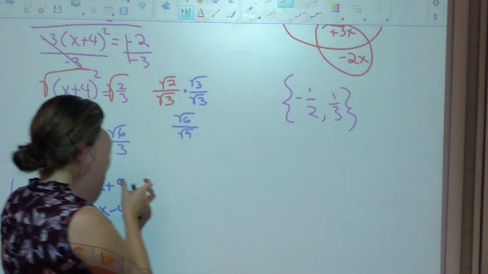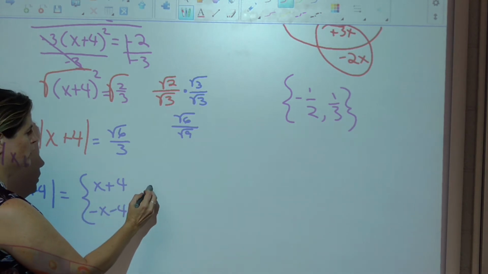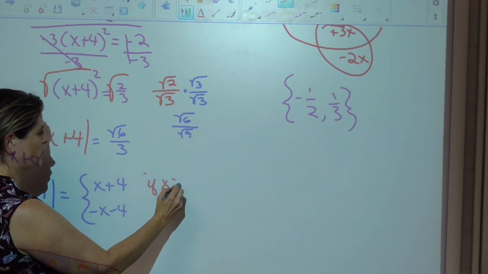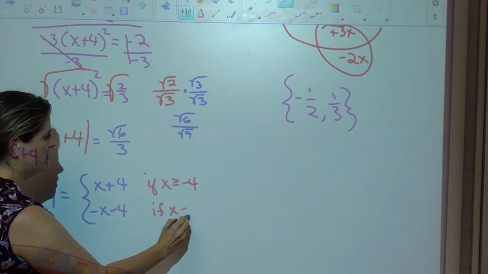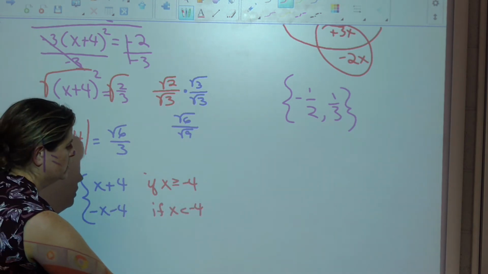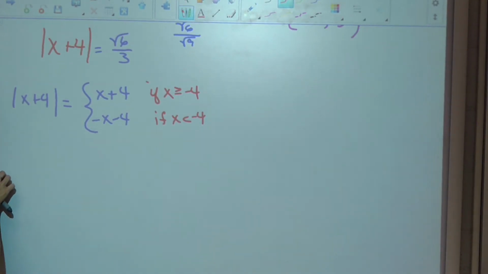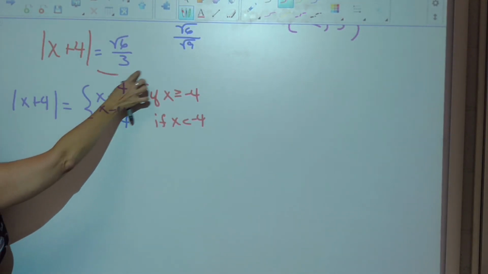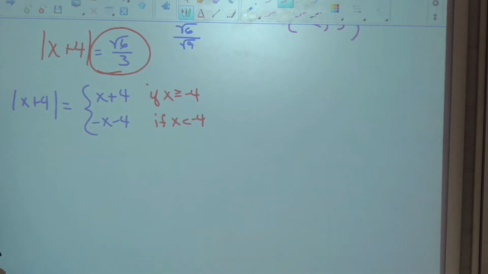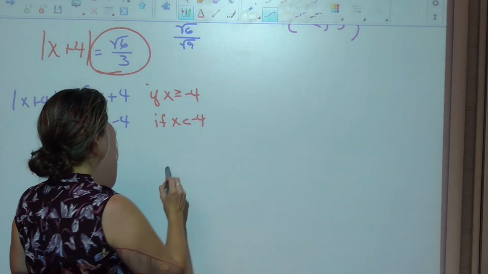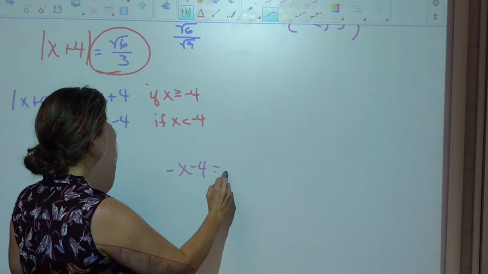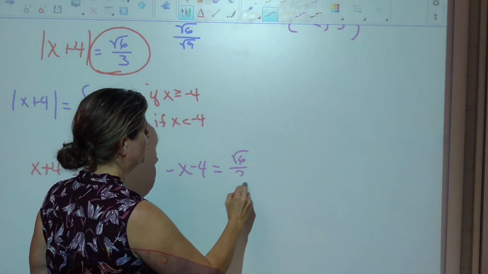My domain piece for x plus 4 is going to say if x is greater than or equal to -4. So this will be if x is less than -4. And we know that the absolute value equals root 6 over 3. So when I write the 2 equations, x plus 4 equals root 6 over 3, and negative x minus 4 equals root 6 over 3.